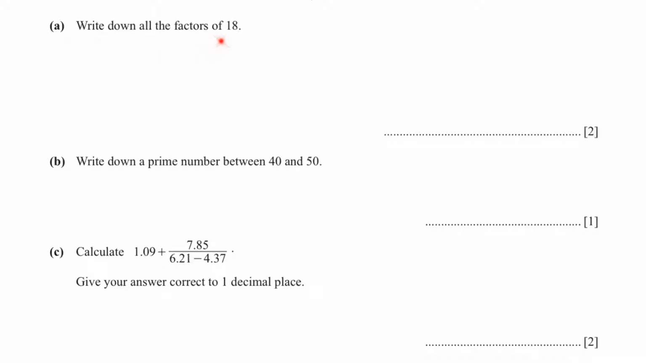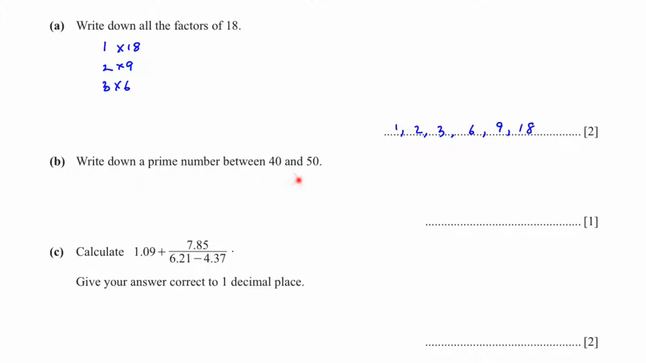Write down all the factors of 18. So 1 multiplied by 18, 2 multiplied by 9, 3 multiplied by 6. These are all the factors of 18. We will write them down as 1, 2, 3, 6, 9, and 18.